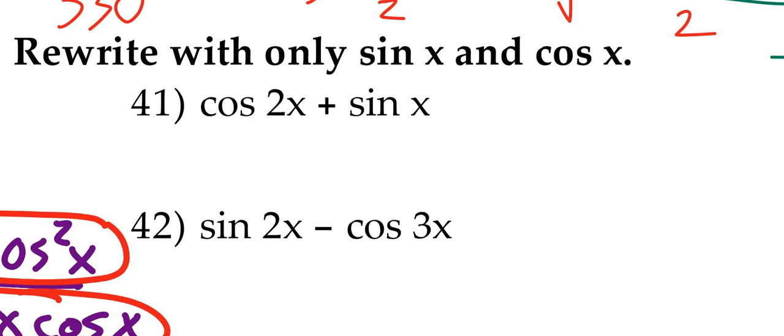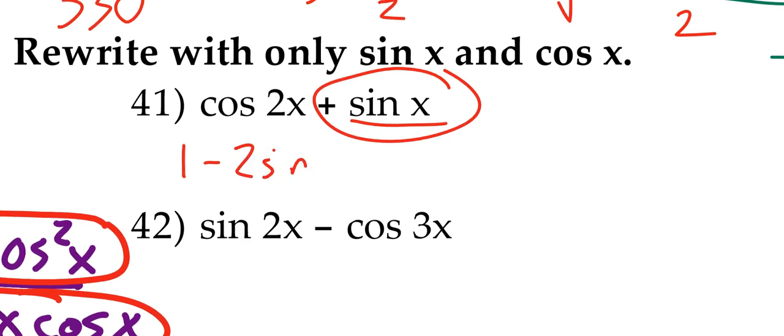Question 41. Rewrite with only sine and cosine. Since there is a linear sine x, that is giving me a clue. Now, cosine 2x is the one on the formula sheet that has 3 different possible choices of what you can substitute for it. But this is giving me a clue as to which one I should be choosing. If I want everything to be either sine x or cosine x, what should I replace it with? One that only has sine x in it, right? So let's replace it with 1 minus 2 sine squared x.